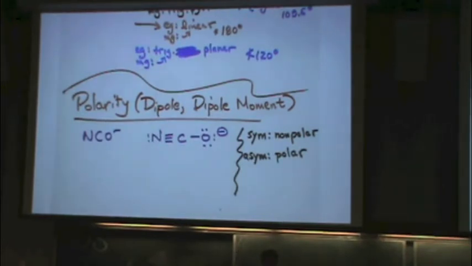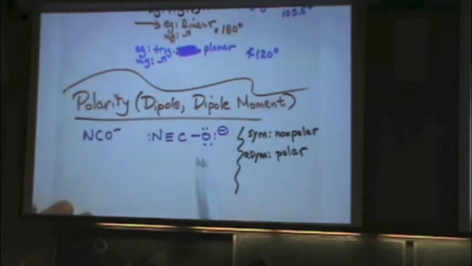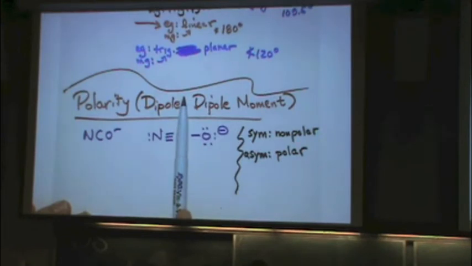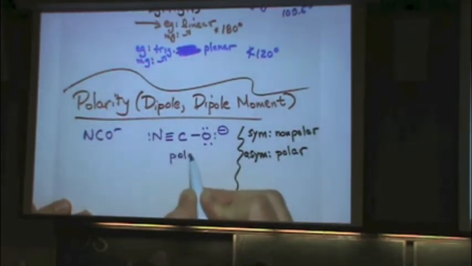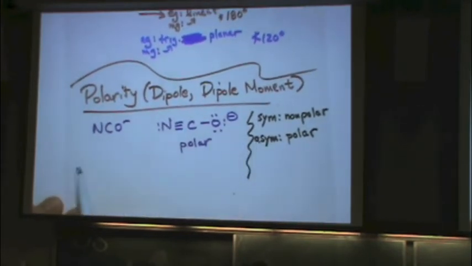So what you can do is just look at it. Is this symmetric or not? It's not symmetric, especially along this plane right here. The right side is different than the left side. And so this would be asymmetric, or we just call it polar. Okay? Purely by just looking at it.